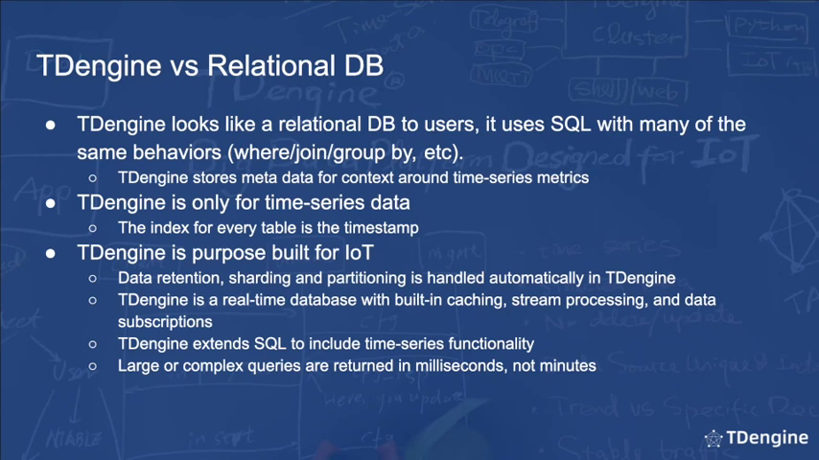A major difference is TDengine is purpose-built for time series data, and we only work with time series data. So the index of every table is going to be your timestamp. And if you have relational data, obviously a relational database is a much better solution. If you have time series data, TDengine is going to be a much better solution.